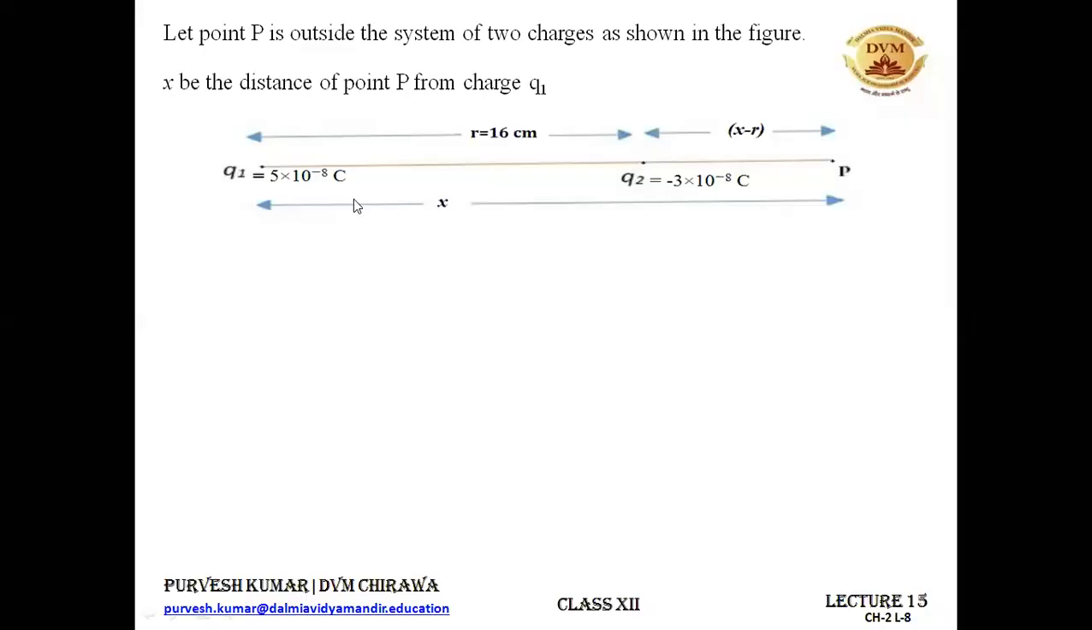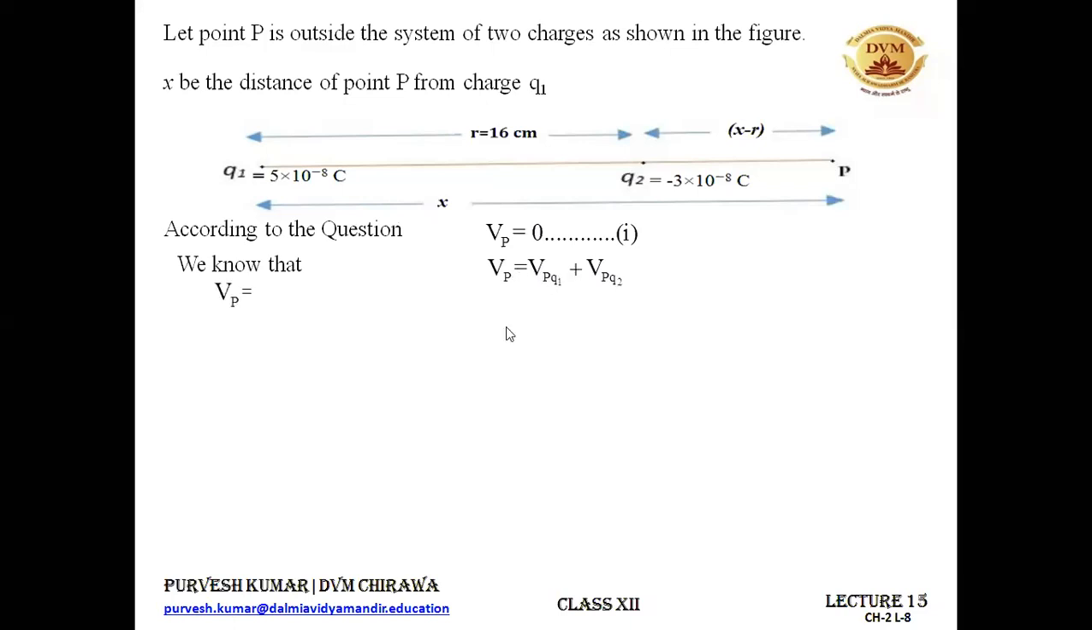Now let's solve for this x. The procedure remains the same. According to the question, the electrostatic potential at point P is equal to 0. This point P is such that the electrostatic potential at this point, because of these two charges, will be 0. And this Vp we can write as Vp because of charge q1 plus electrostatic potential at point P because of charge q2. Now solve for these two and put the values.